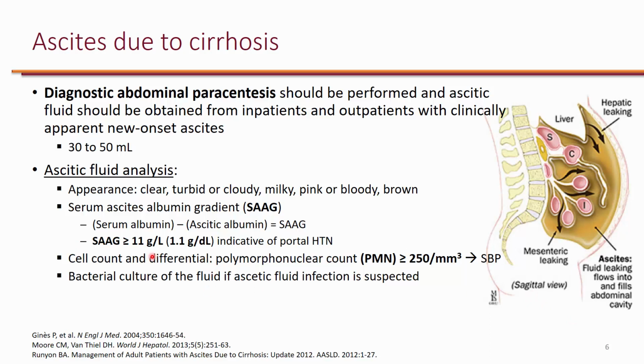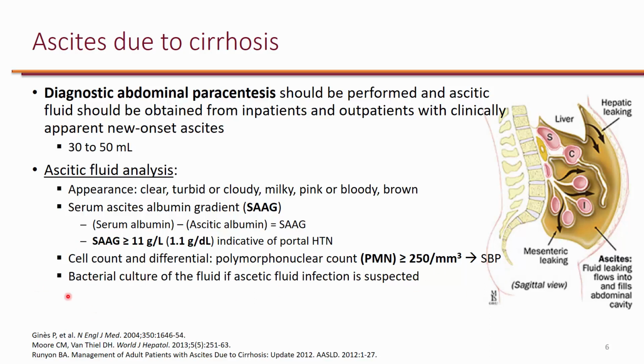So that's the most common thing that they do when you get acidic fluid. Another thing that you can do with it, you can actually get cell count and differential. So if you get the PMN of at least 250 cells, this means that there's spontaneous bacterial peritonitis. So that means that you have bacterial infection in here. I will talk more about spontaneous bacterial peritonitis, or SBP, later in this video.